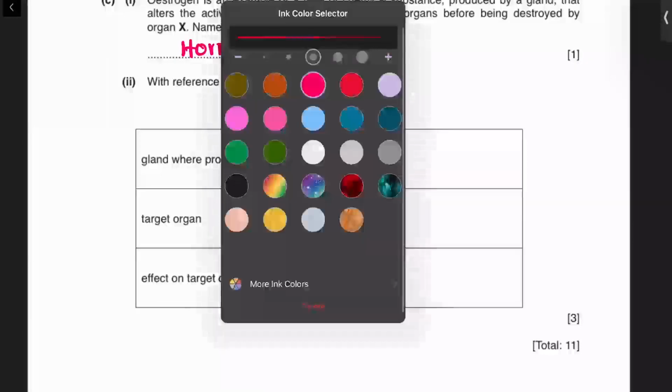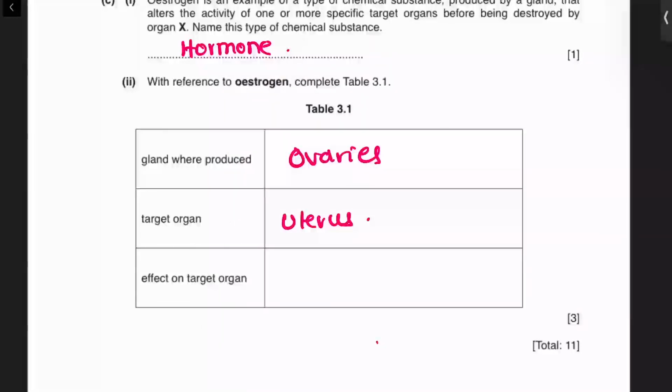Effect on target organ. What is the effect it has on the uterus? It repairs the endometrial lining. Who has written the note that I gave of this estrogen, progesterone, FSH, LH? Give it to me so I can take a photo. Good, read this up. This is important.